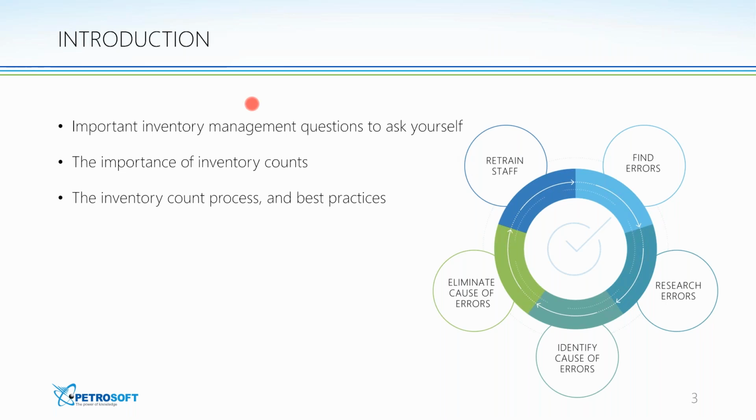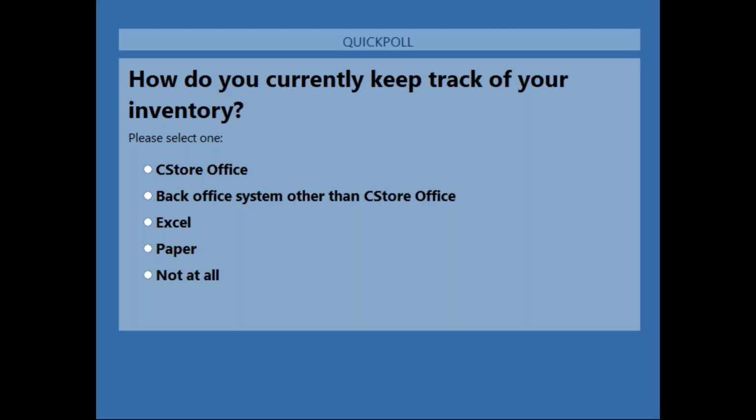So I'd like to hear from you guys. I'd like to poll the audience on your current inventory practices. On your screen, you should see the question, how do you currently keep track of your inventory? If you could just please select one, the options being C-Store Office, a back office system other than CSO, Microsoft Excel, pen and paper, or not at all. We'll just take a few minutes while everyone answers.